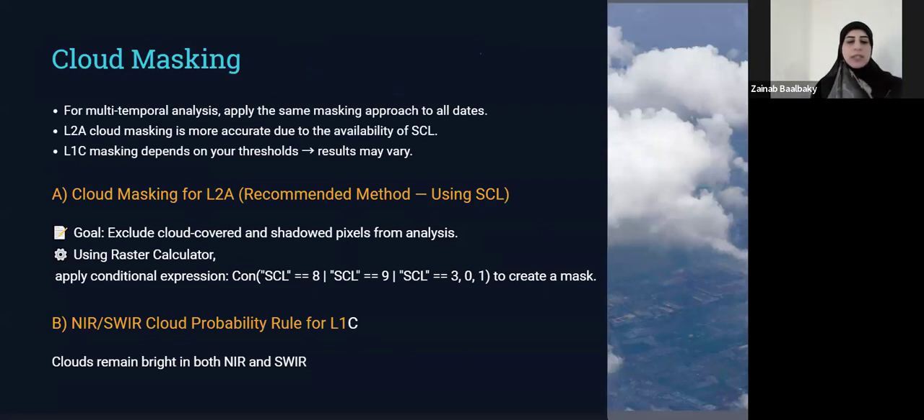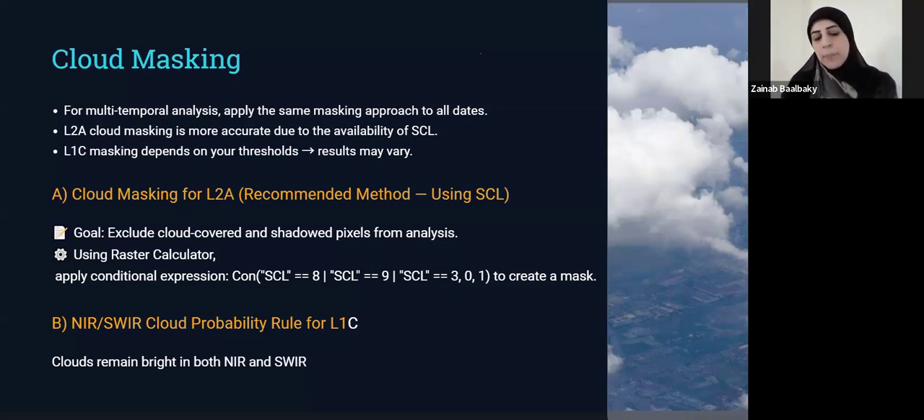Cloud masking: clouds and their shadows can severely affect the quality of satellite image analysis, causing misclassification or reducing accuracy. For multi-temporal analysis, we can apply the same masking approach to all dates, and L2A cloud masking is more accurate due to the availability of SCL. If we use L1C masking, that depends on your thresholds, so results may vary. The goal is to exclude cloud covered and shadow pixels from analysis.